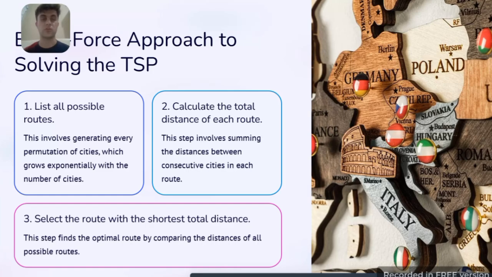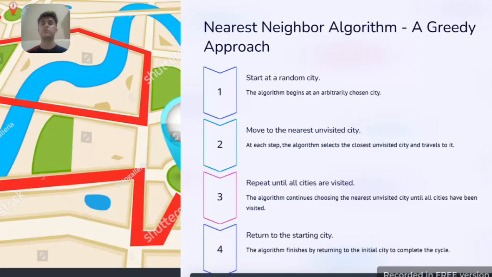So next one we have the nearest neighbor algorithm, a greedy approach, which starts at a random city, moves to the nearest unvisited city, and repeats until all the cities are visited, and then returns back to the home city. That's how it works.